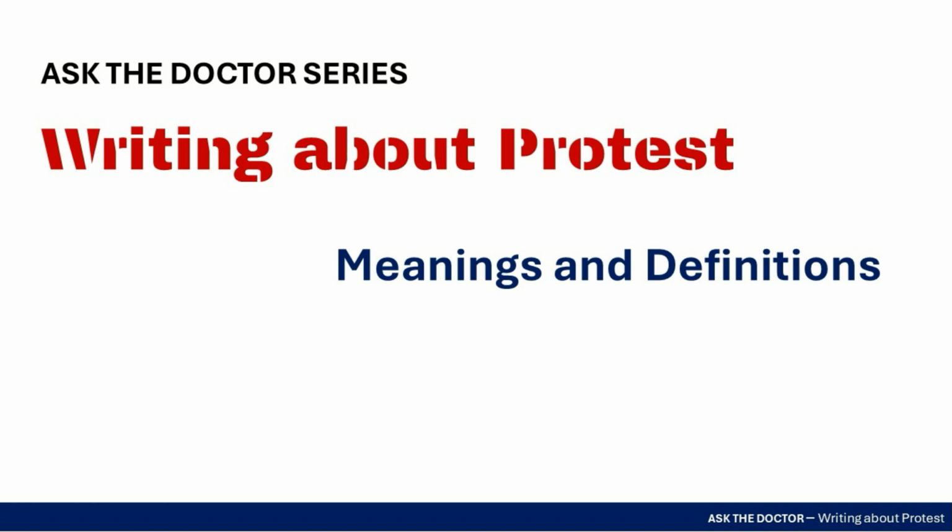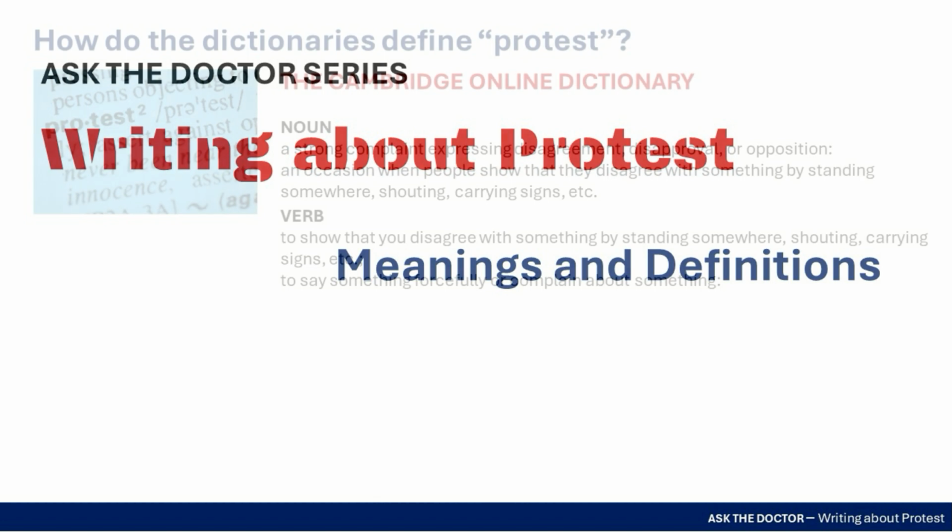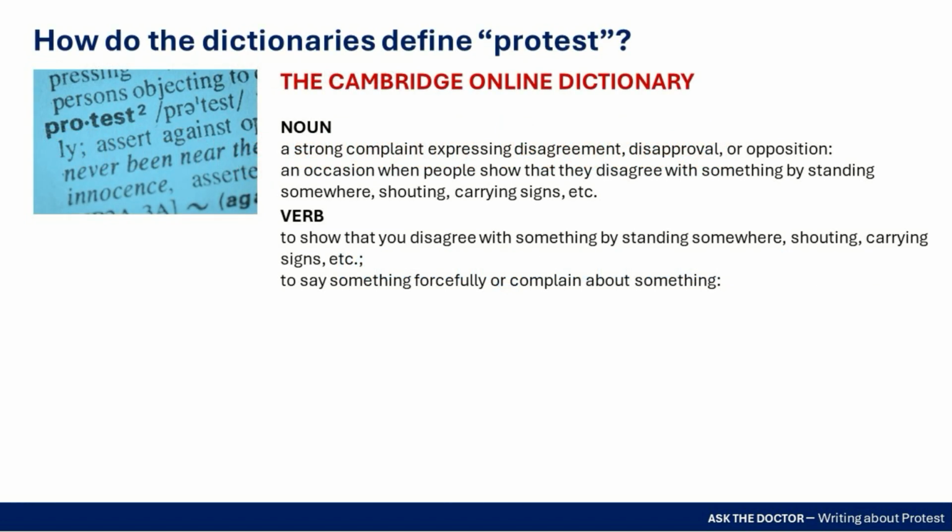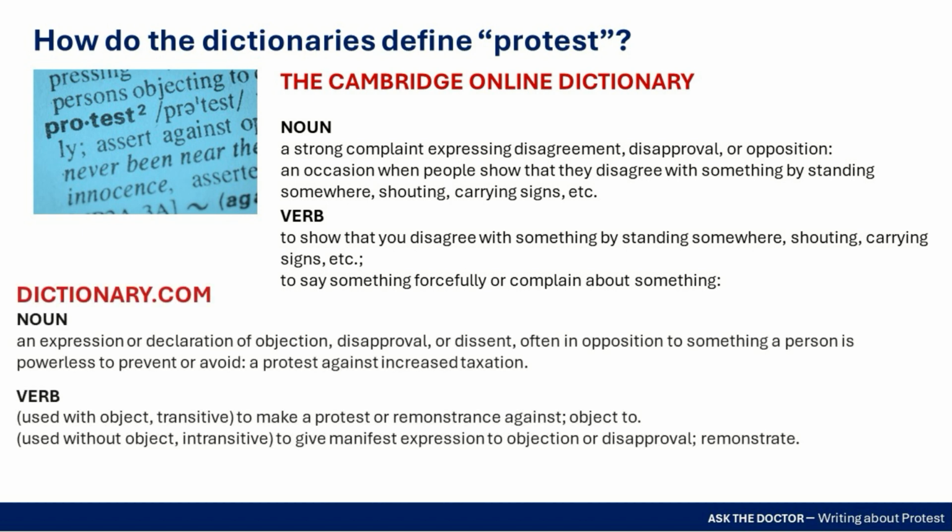Well, firstly, that we mainly encounter it as a noun or a verb. The Cambridge Online Dictionary gives us the following. As a noun, a strong complaint expressing disagreement, disapproval, or opposition, an occasion when people show that they disagree with something by standing somewhere, shouting, carrying signs, etc. As a verb, to show that you disagree with something by standing somewhere, shouting, carrying signs, etc. To say something forcefully or complain about something.